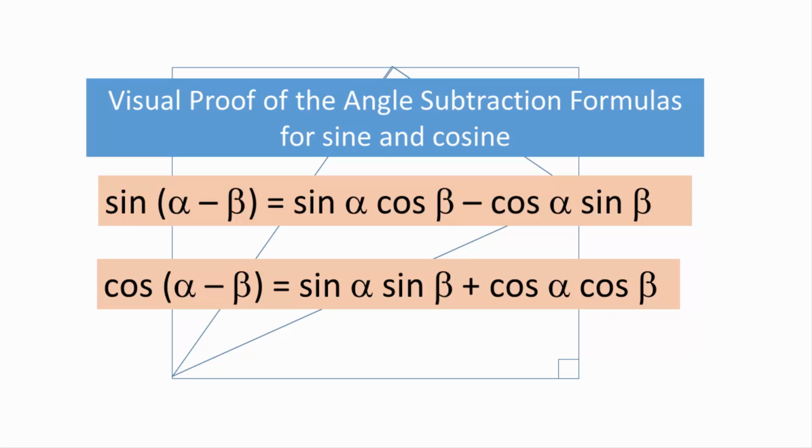In this video, we're going to provide visual proof for the angle subtraction formulas for sine and cosine. The basic idea for this visual proof comes from another YouTube video that unfortunately I cannot find, and so I can't provide a reference to. I've tried to add some value to it, but nonetheless the original idea does come from that earlier YouTube video. All right, let's take a look at the proof.